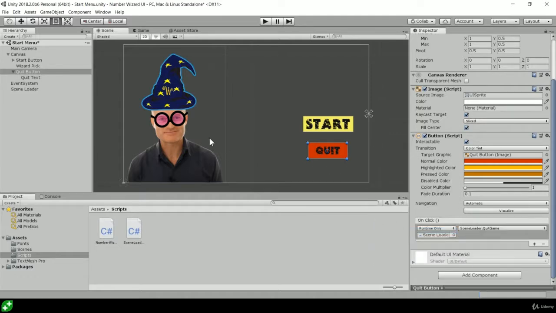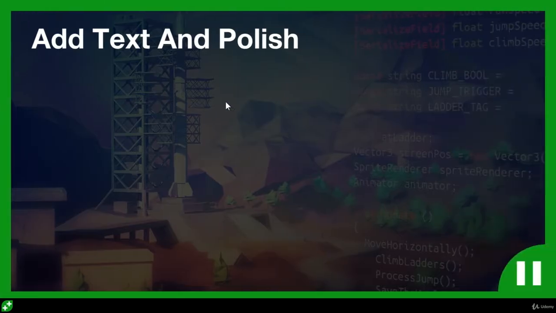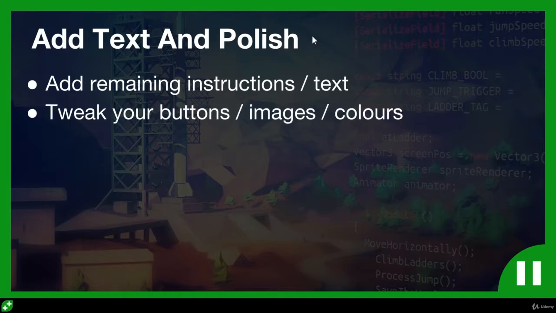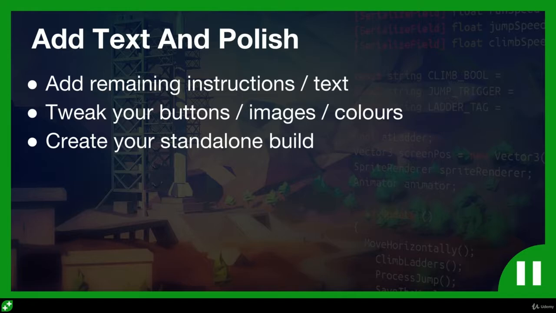There we go, we've made ourselves a quit button. What else do we need to do here? Well, I've got some challenging points for you. We need to add text and polish, add the remaining instructions and text to your game, tweak your buttons, images, colors, get it to the point where you think it looks beautiful and amazing, and then we will create a standalone build, which we will do together.